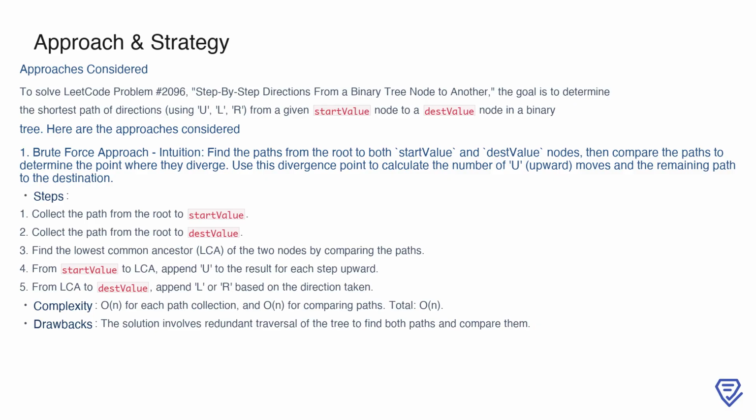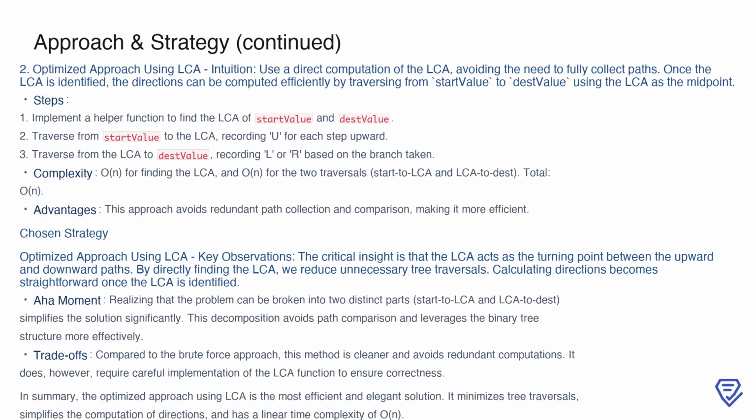While this approach works with a time complexity of O(n), it involves redundant traversals of the tree to collect and compare paths, making it less efficient. An optimized approach addresses these inefficiencies by directly calculating the lowest common ancestor without fully collecting the paths. Once the LCA is identified, we can efficiently compute the directions.